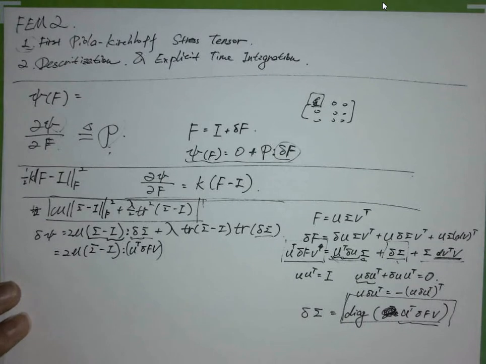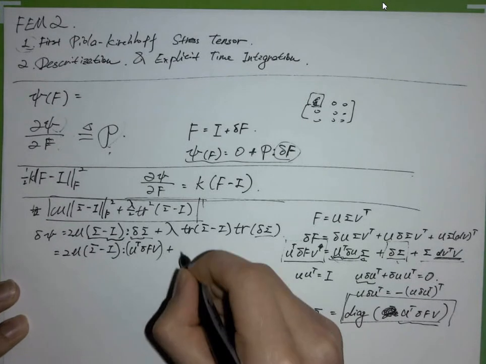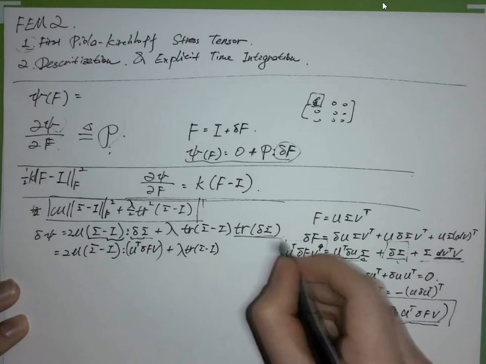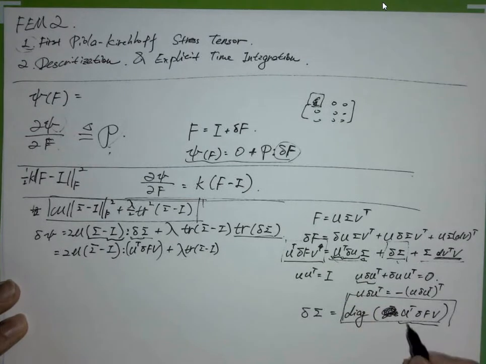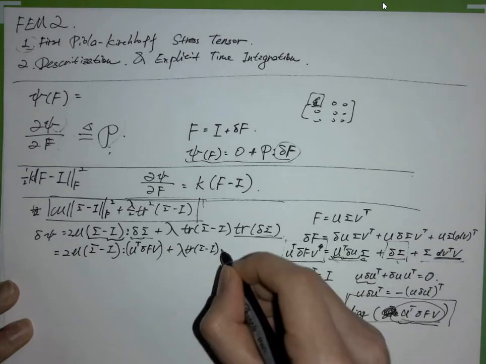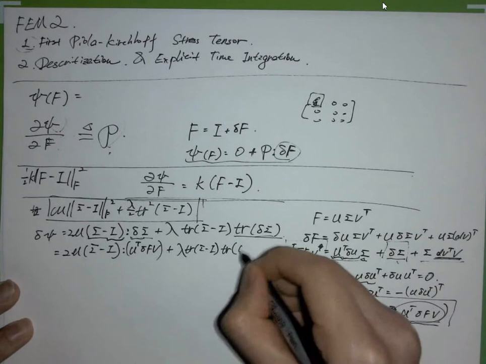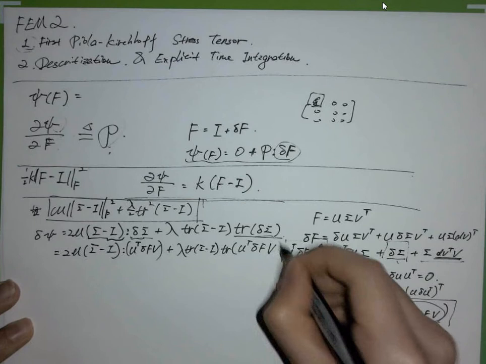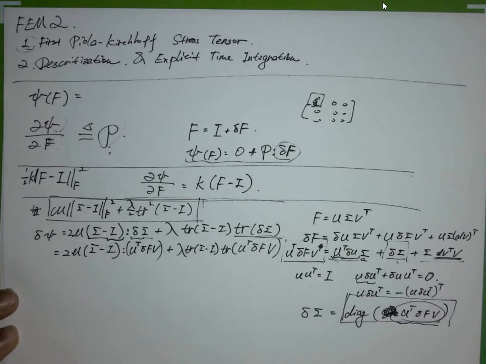All right, and the other thing is here it's also the same thing. I only care about the trace of d sigma. So the trace of d sigma should be the trace of this one, because their diagonal elements are the same. The trace of U transpose dF multiplied by V.